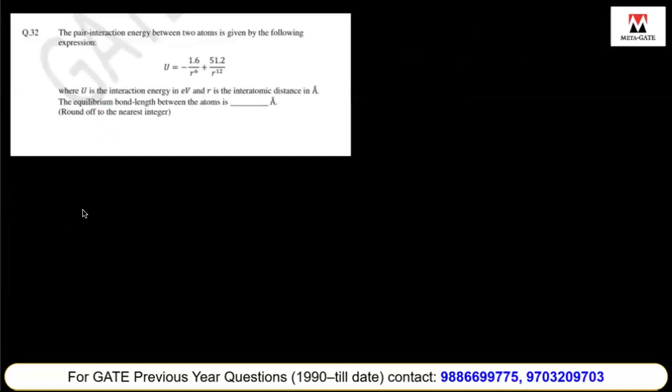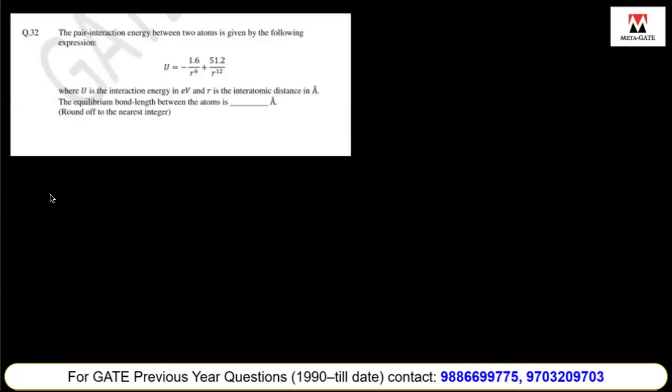The pair interaction energy between two atoms is given by U = -1.6/R^6 + 51.2/R^12. U is the interaction energy, and the interatomic distance is a naught. The equilibrium bond length between the atoms is dash.